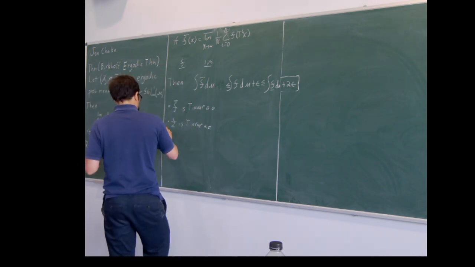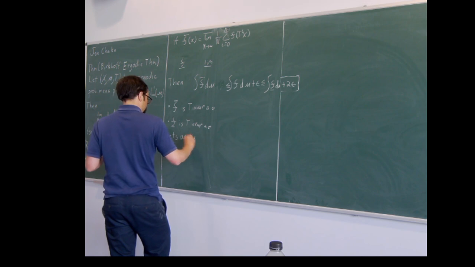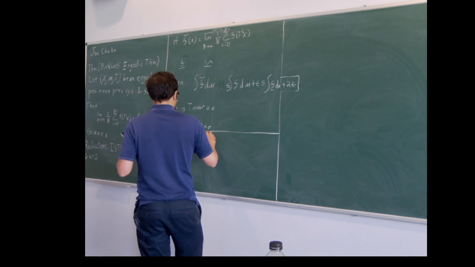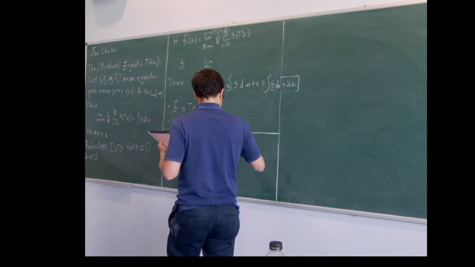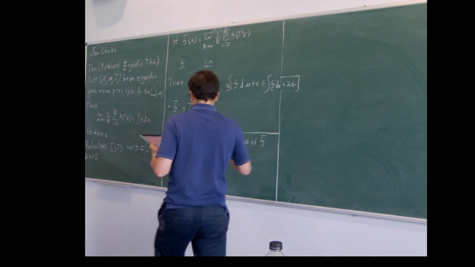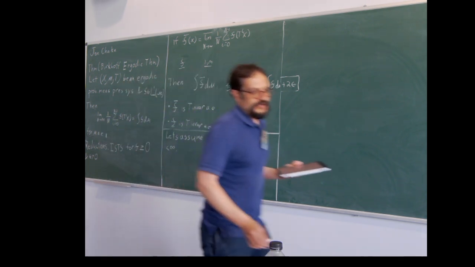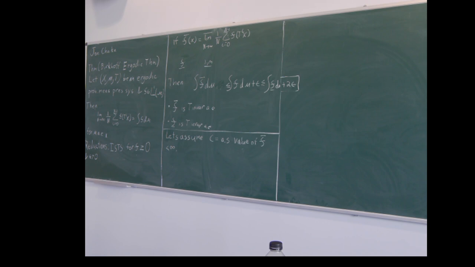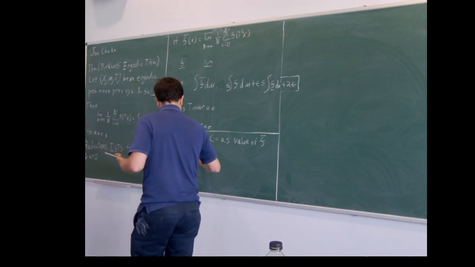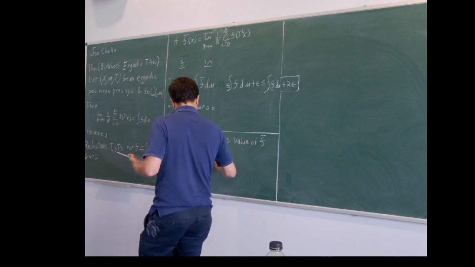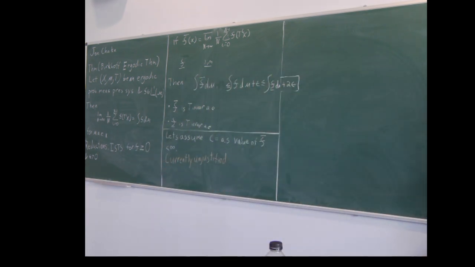Okay, and so let's assume C, which is equal to the almost sure value of f upper bar, is less than infinity. So let me just be very clear at this point. This is an unjustified assumption. Currently unjustified. Hopefully I'll have time to justify it. It's very similar to other steps that go in the proof. If I don't have time to justify it, it's in the notes, in step 3 of the proof of the Birkhoff ergodic theorem. Okay.